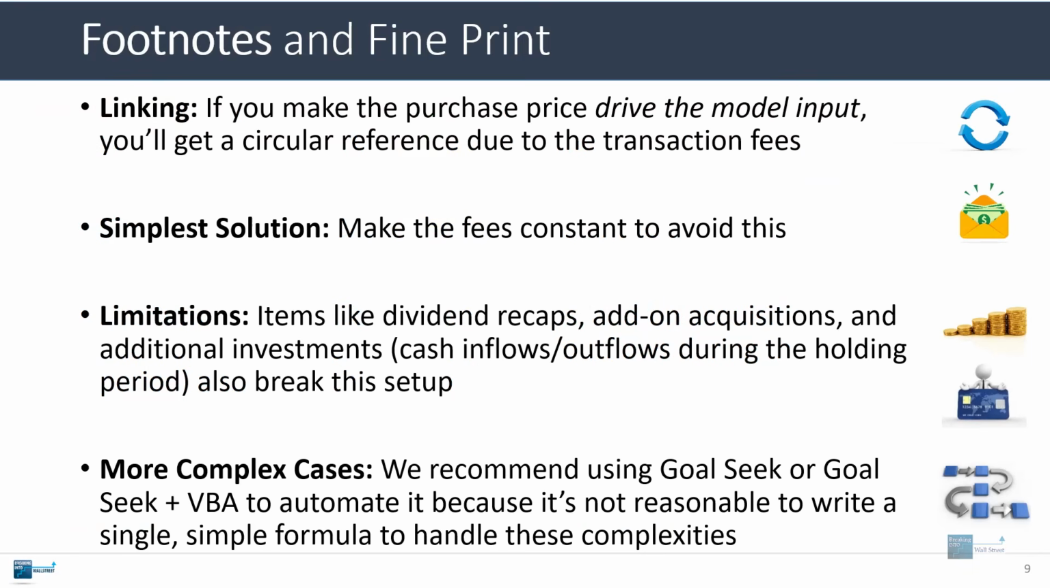Honestly, in this case, we would recommend just using GoalSeek or GoalSeek plus VBA to automate it. It's not really reasonable to write a simple formula to handle all these complexities. It gets very complex, especially if you have cash flows that can occur in variable years or just 1 year or many years. So you probably have to use GoalSeek or use a macro with GoalSeek to automatically update it and refresh the entire file whenever something changes or whenever key assumptions change at the very least.